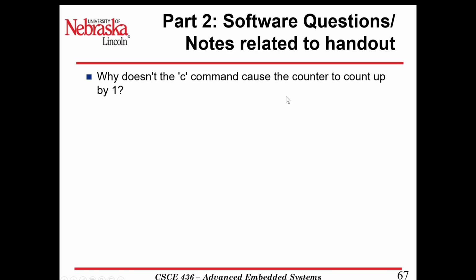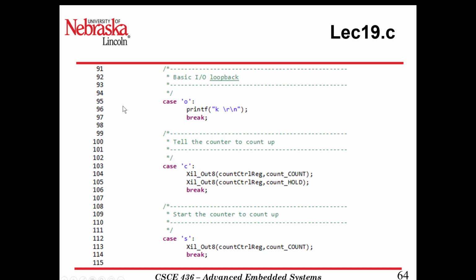Alright, so some of your questions. The C command, why doesn't it count up by 1? Notice it takes a while for the software to actually send out these two commands to count up and to hold. So with a 100 megahertz clock for our software, it takes almost 27 clock cycles or counts for it to start and stop. So from once it starts, to be able to send that signal again through the slave registers and read it on the hardware. Hardware is extremely fast.